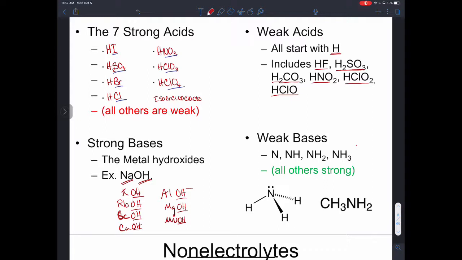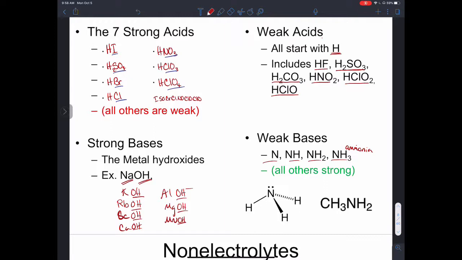Weak bases, on the other hand, only include nitrogen: NH3, NH2, and NH3. So weak bases are what we call derivatives of ammonia. All other bases are strong, so you will have to try to recognize anything that is NH3 or a derivative of NH3. So that's a compound with just an N or an NH or an NH2 or an NH3. All other bases are strong.